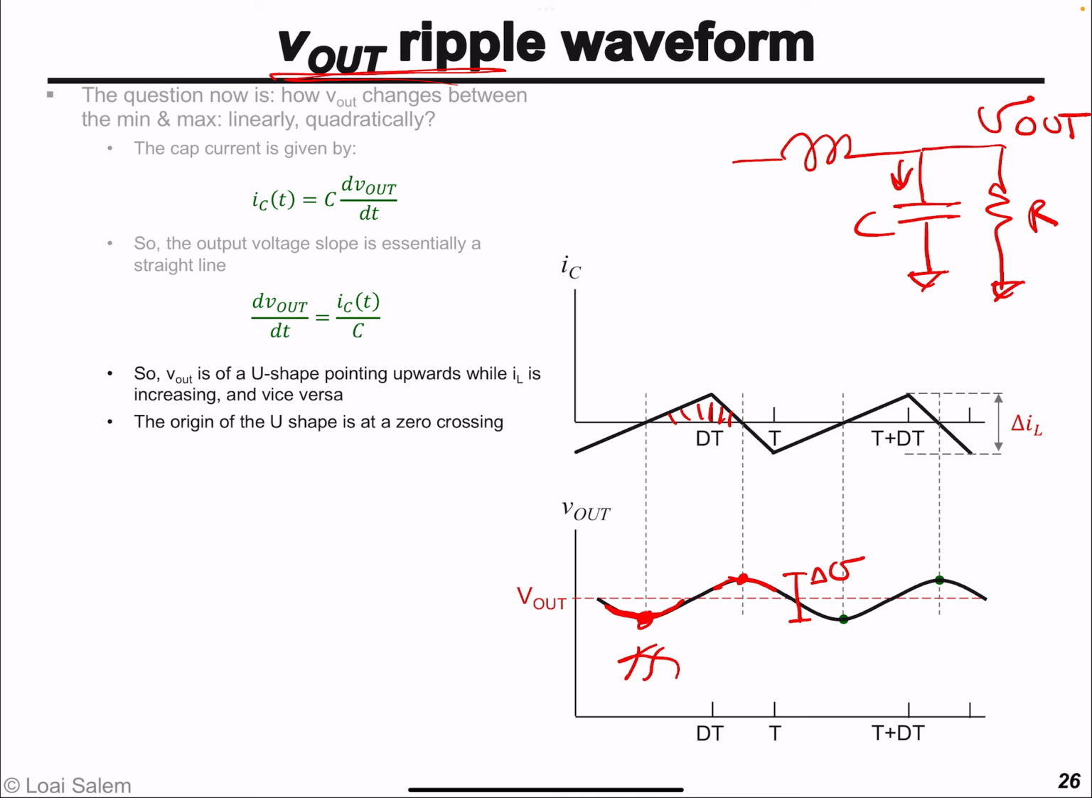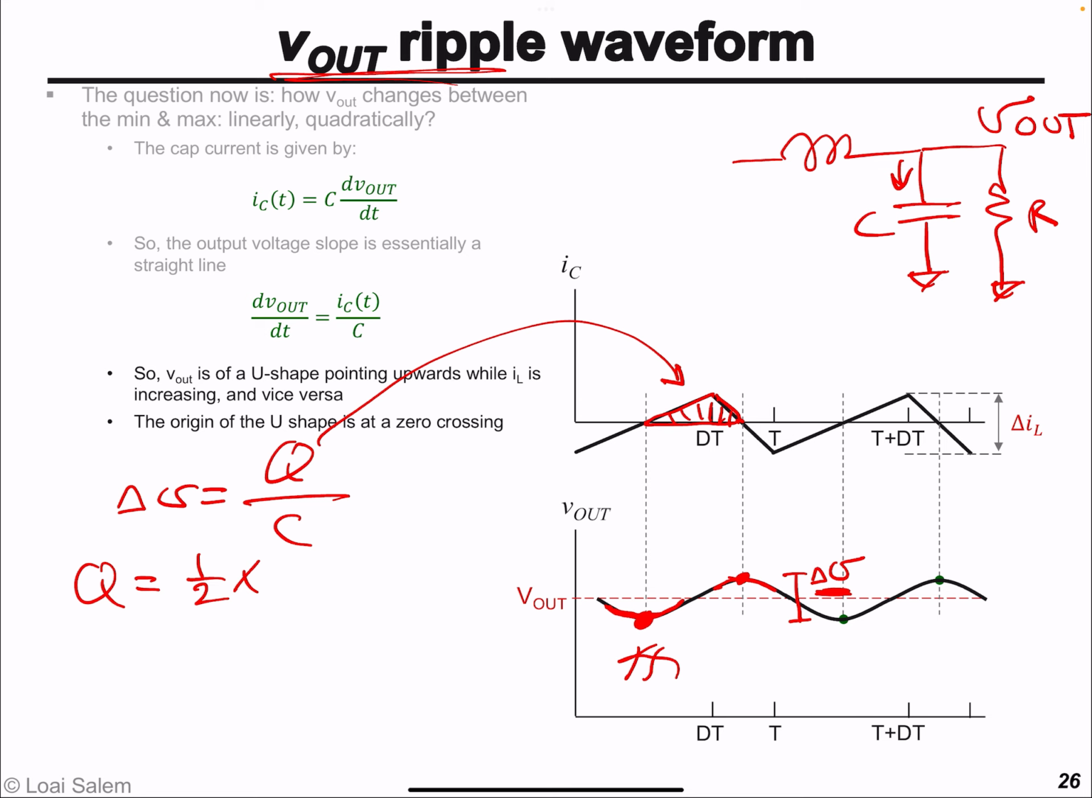And as we know, delta V, it will take the capacitor voltage from minimum to maximum, which is delta V voltage change. We know that delta V is the Q inside this triangle divided by the capacitance C. So what is the value of Q? It's the area of the triangle. Well, the area of a triangle is half the base times the height h.